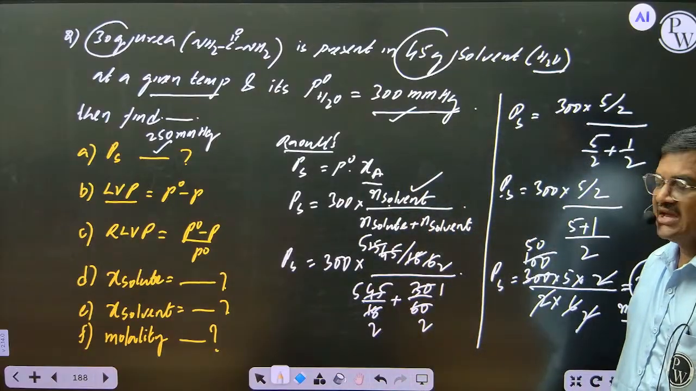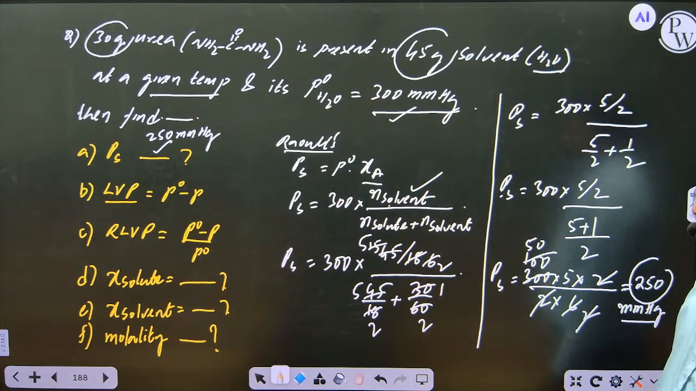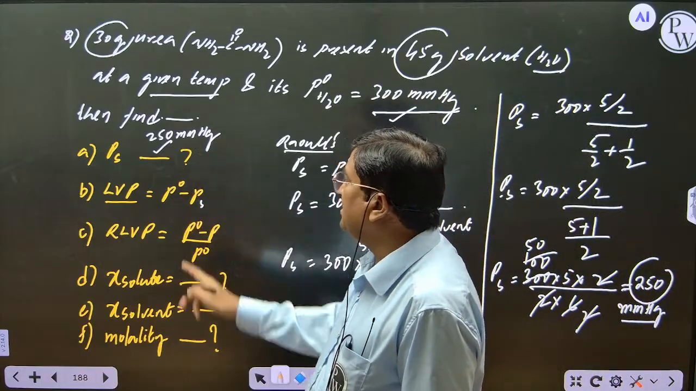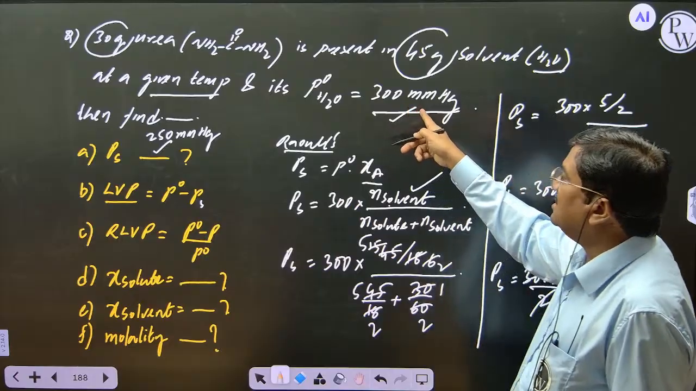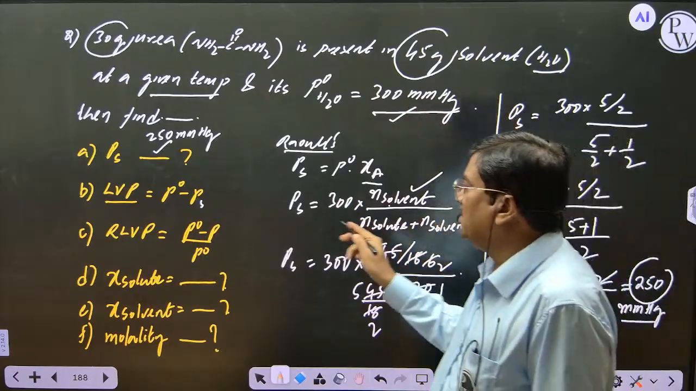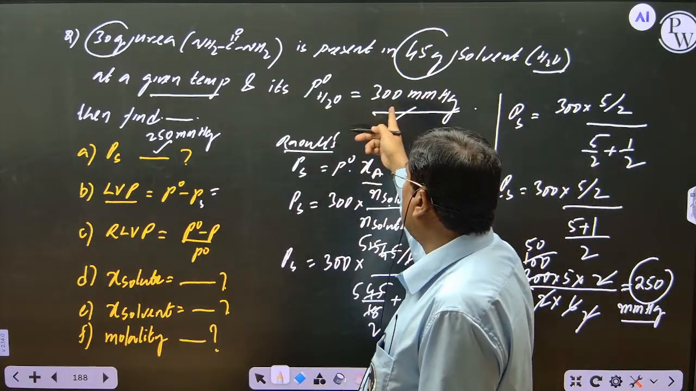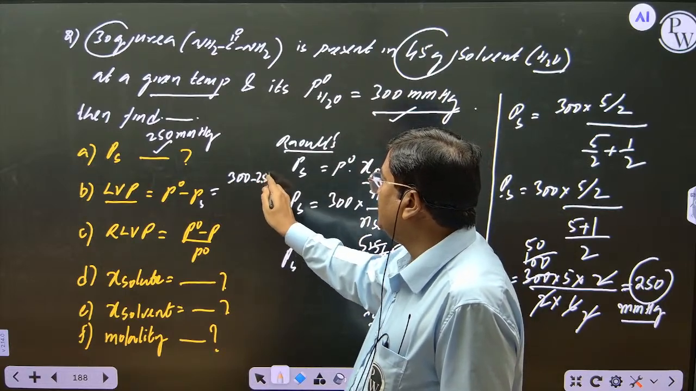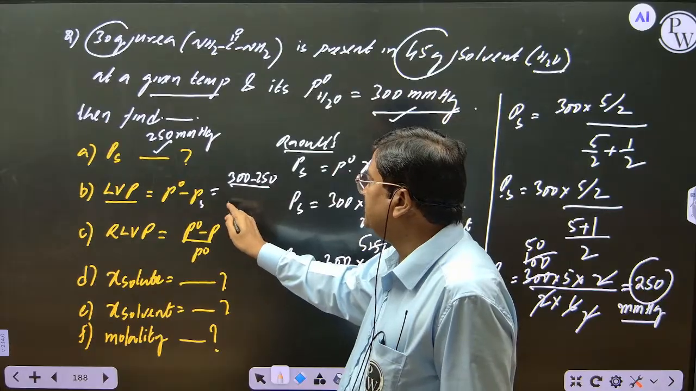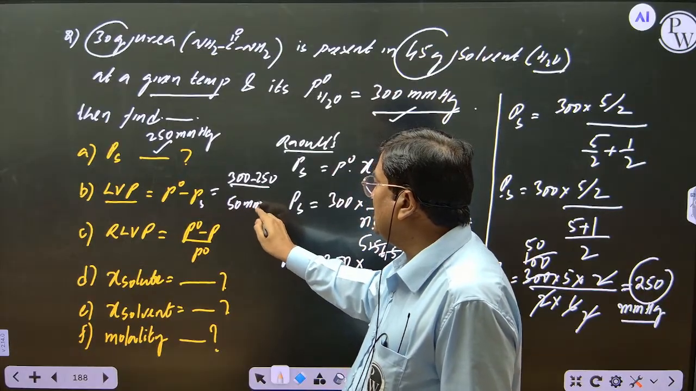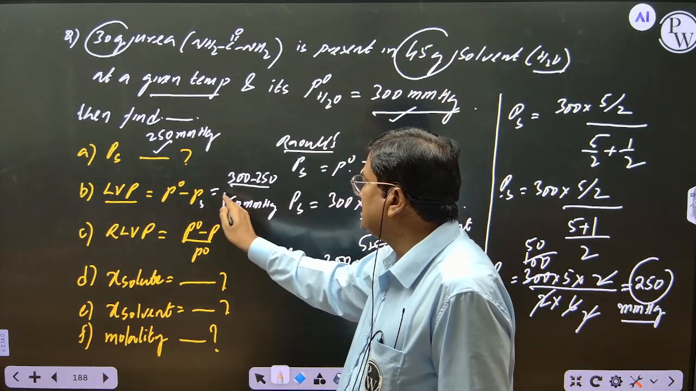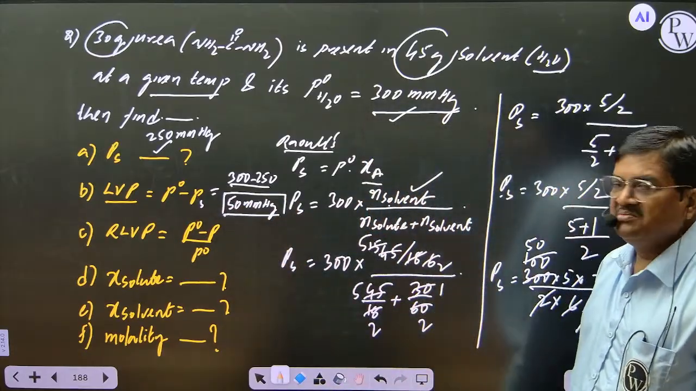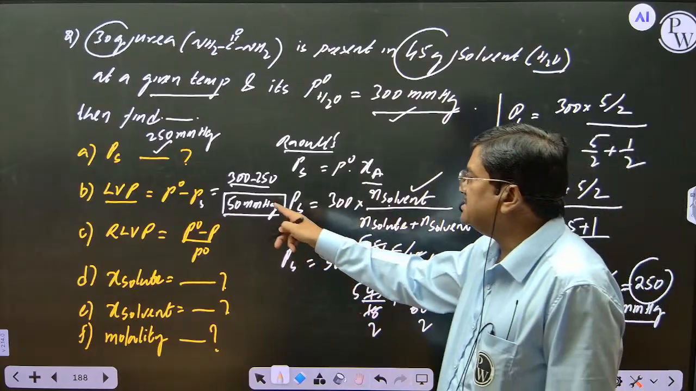Now think over the second part. For the second part we already found PS. This is 250 and P naught of the solvent is given as 300. So how do you get the difference between solvent minus solution? That is 300 minus 250. That comes how much, student? 50. Unit will be mmHg. Check, is it coming, everyone? 50 mm of Hg. Second part should be 50 mm of Hg.